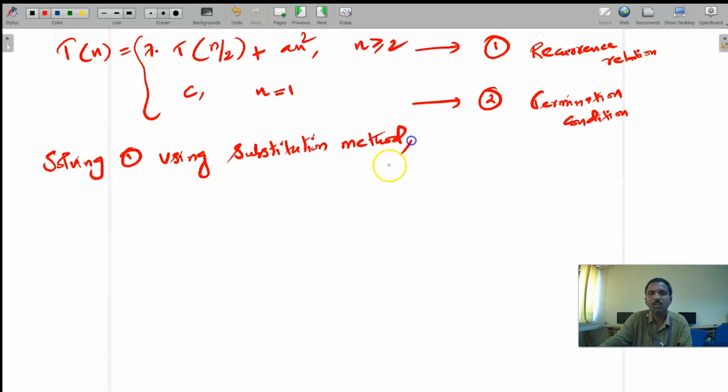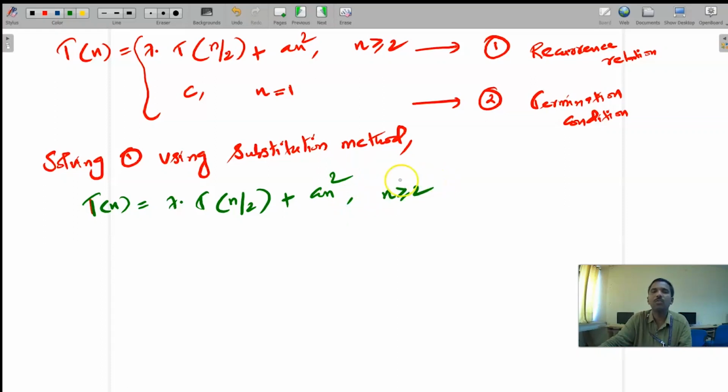As we have solved earlier the conventional matrix multiplication using the substitution method, here 7 into T of n by 2 plus A n square is there. Let's apply the substitution method. So writing here, T of n is 7 into T of n by 2 plus A into n square. This is true for n greater than or equal to 2.